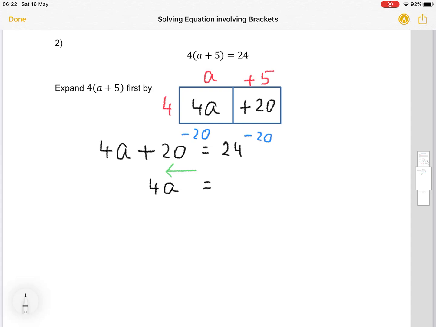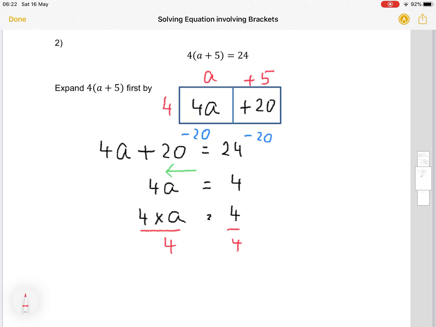Equals 24 minus 20 is 4. Between the 4 and the a, there's an invisible times. That means 4 times a is equal to 4. To remove that times 4, I need to divide both sides by 4.